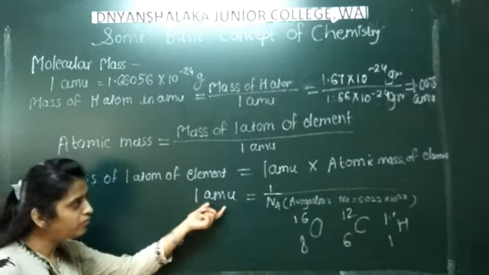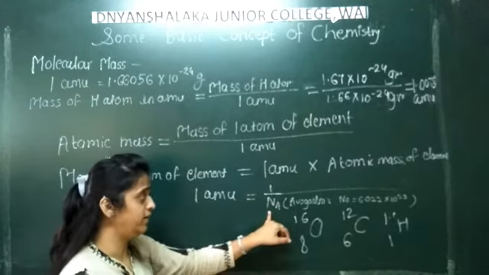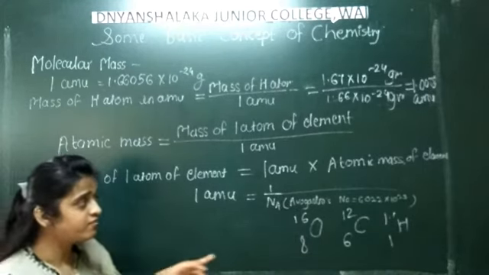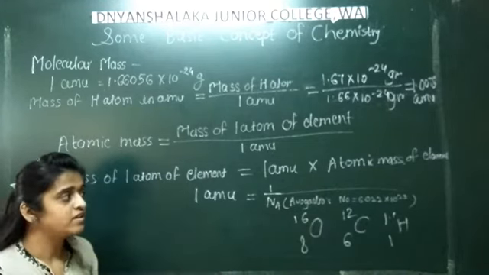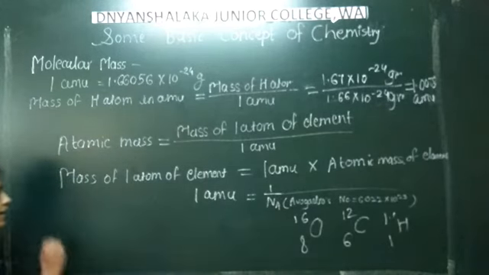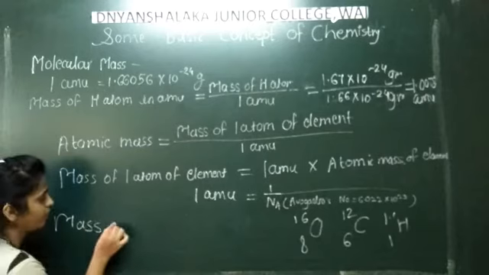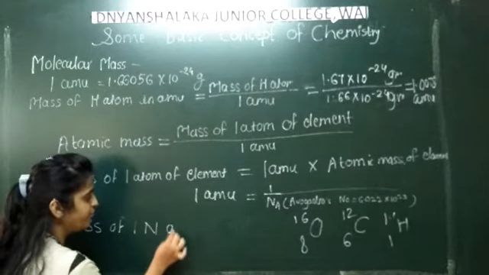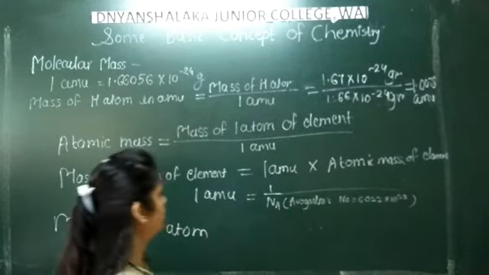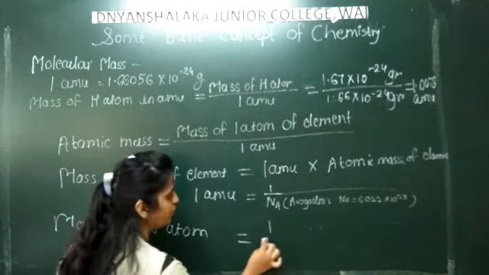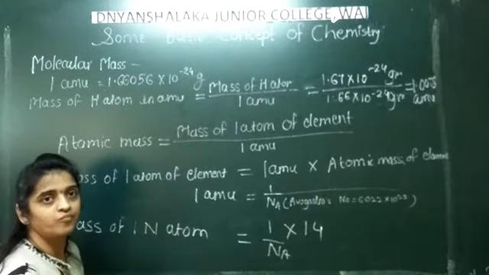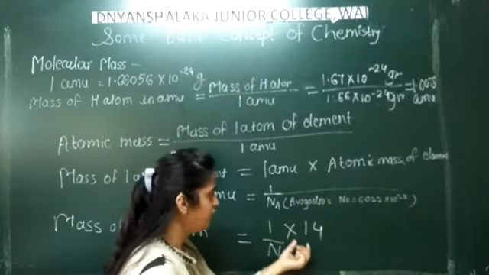The value of 1 AMU is equal to 1 upon Na. Na is the Avogadro number. The scientist Avogadro fixed the value of Na as 6.022 into 10 raised to 23. Now we calculate the mass of one nitrogen atom using the formula: 1 upon Na into the atomic mass.